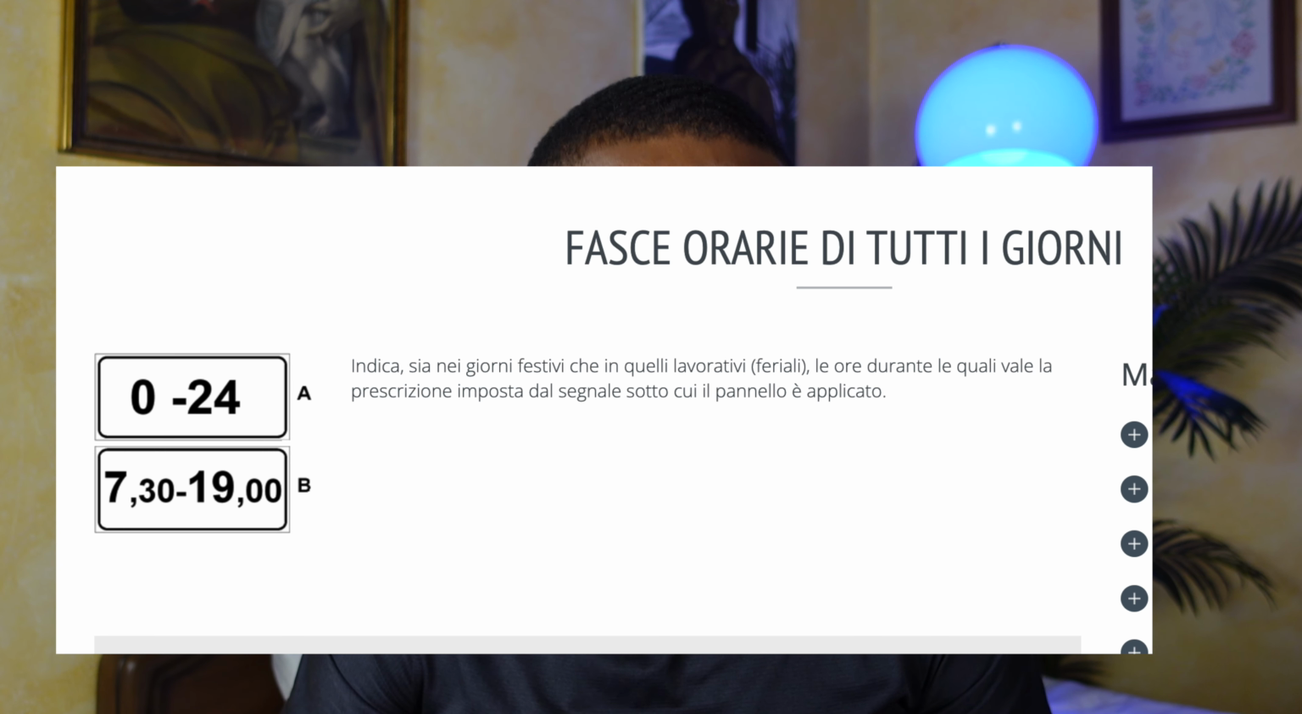Fasce orarie di tutti i giorni. So they are letting us know the hours that regulate the day. Like we said from the beginning, segnali integrativi are signs that don't stay on their own. For them to function well, you need to put them under other signs. So now we have 0 to 24 and we have 7:30 to 7 in the evening, which means these are the hours we need to respect that sign that day.